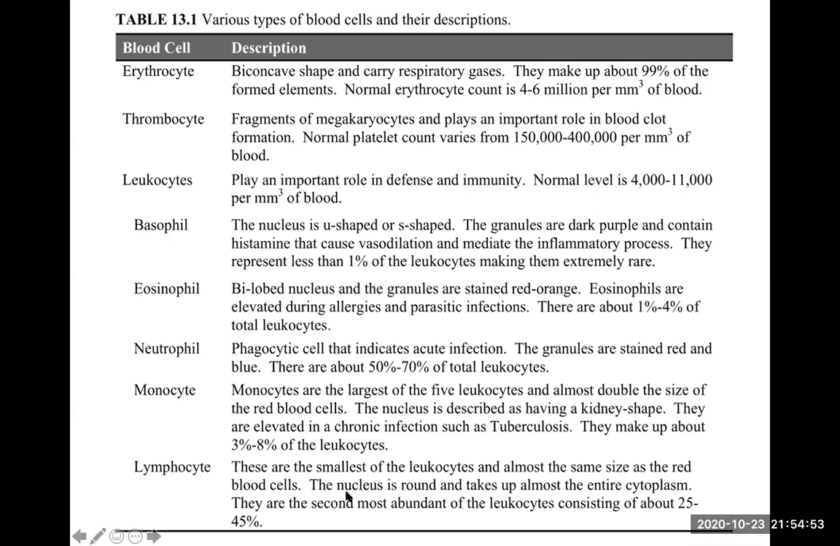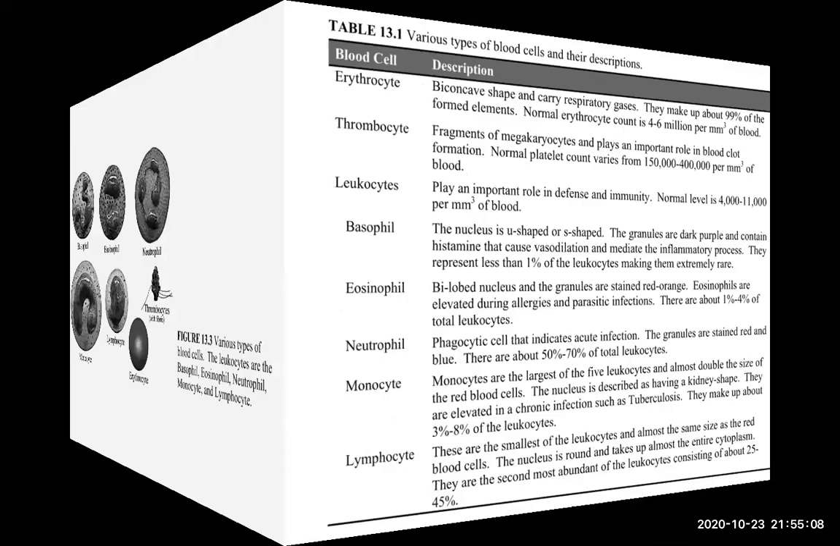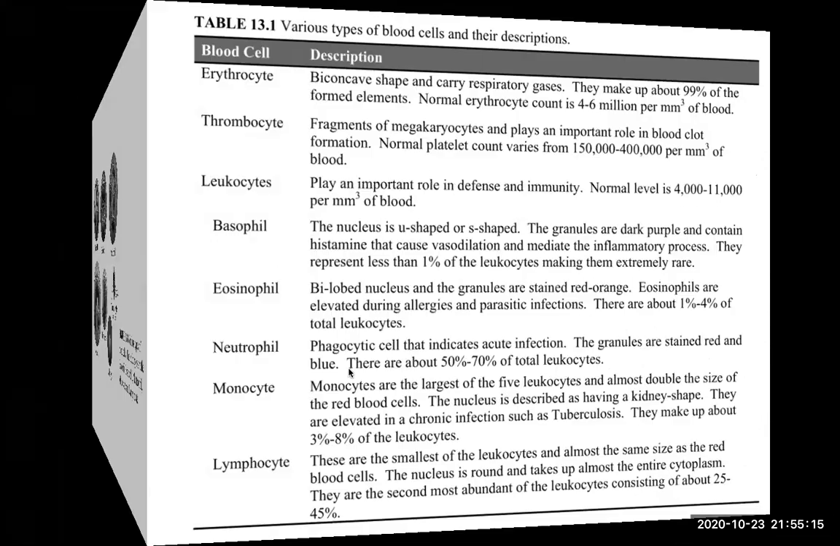And then lymphocytes, they're the smallest. They're almost the same size as a red blood cell. The nucleus is round and takes up almost the entire cytoplasm. And they are the second most abundant. And those are the leukocytes. And those are seen here, the lymphocytes, excuse me. Almost the same size as an erythrocyte, a red blood cell.